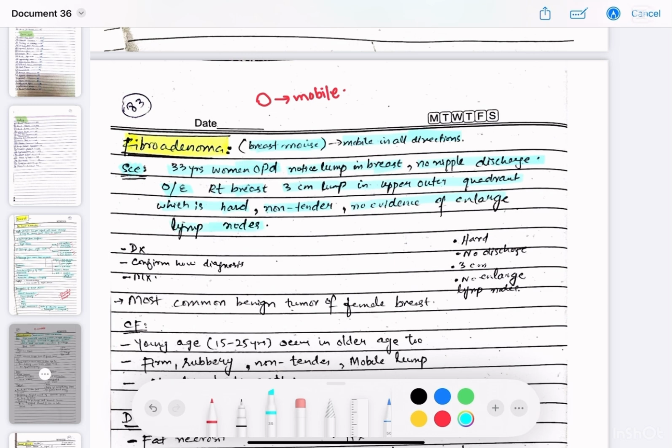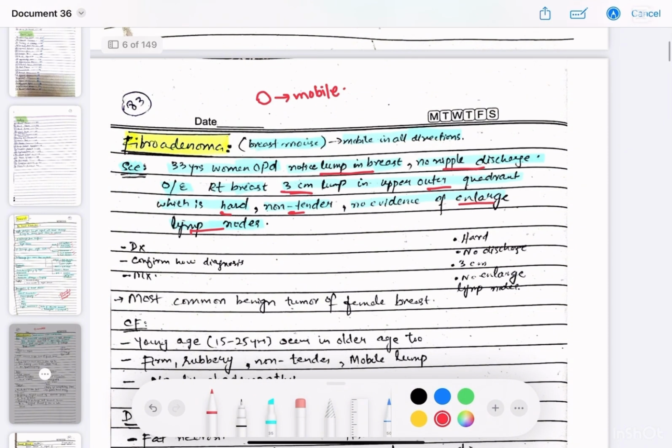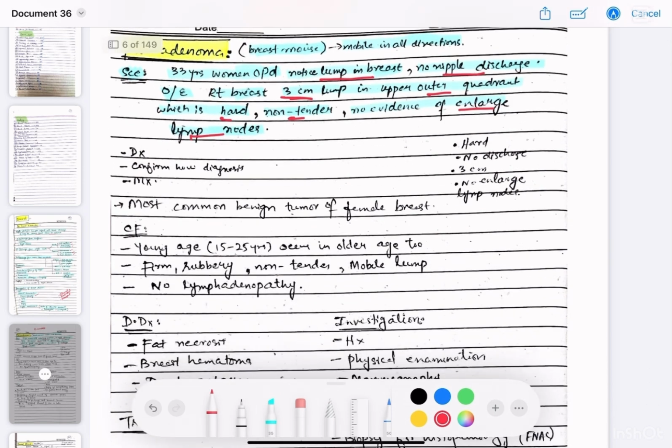A 33-year-old woman in OPD noticed a lump in the breast. No nipple discharge, and on examination the lump was present in the right breast, a 3 centimeter lump in the upper outer quadrant, which is hard, non-tender, and no evidence of enlarged lymph nodes. There are no enlarged lymph nodes, only a 3 centimeter lump in the right upper quadrant of the breast.